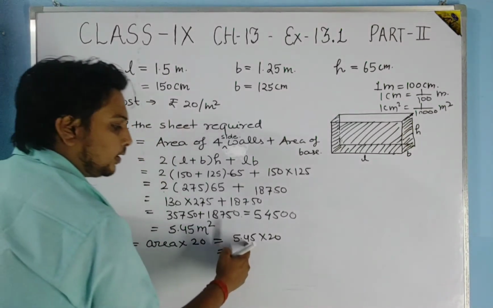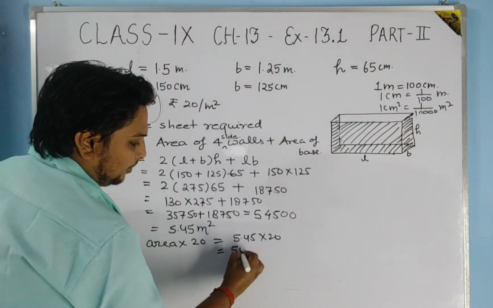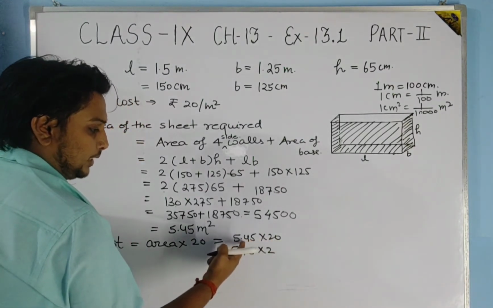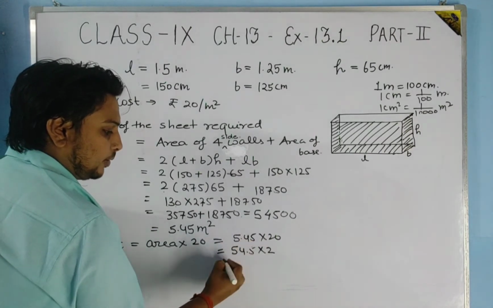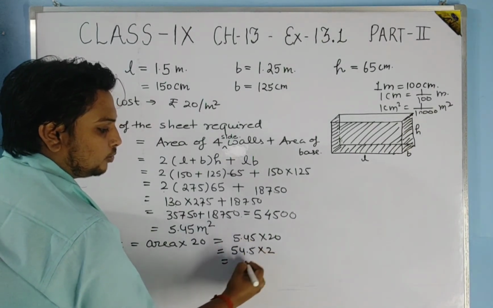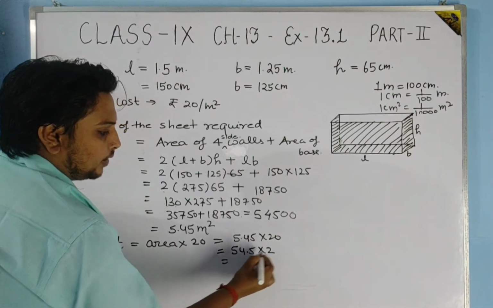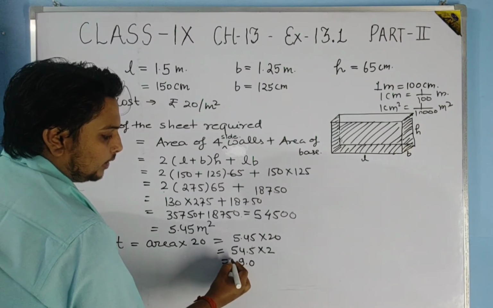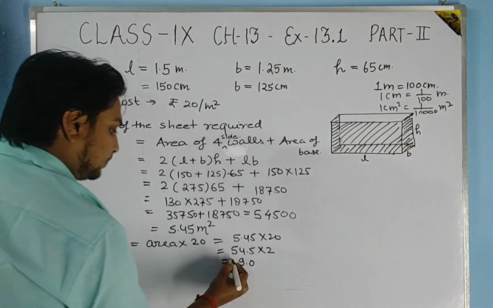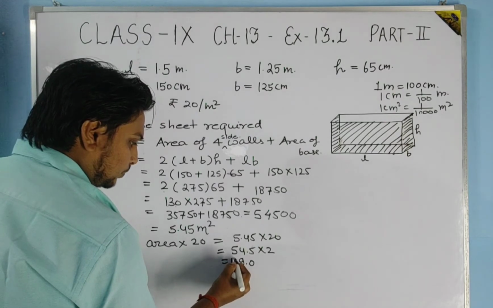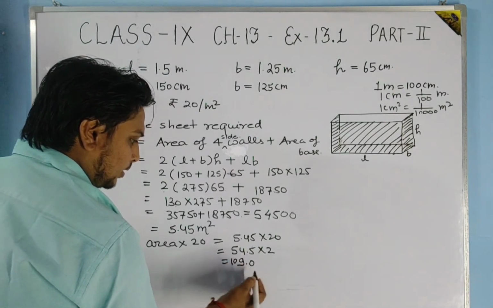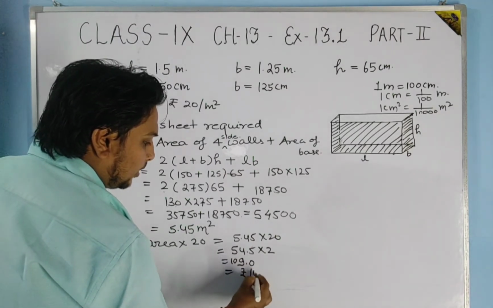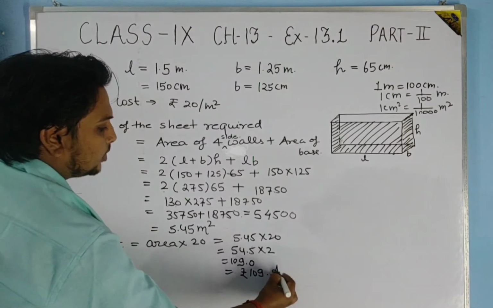Then you know very well that one decimal will be shifted, it will be like 54.5 into 2. Okay, because this 0 balanced this decimal and this decimal shifts one place. So 54.5 into 2, it will be 5 2s are 10, and then 2 4s are 8, 1 is 9, and 2 5s are 10. Okay, not 11, only 10. So it is rupees 109. This is your answer.